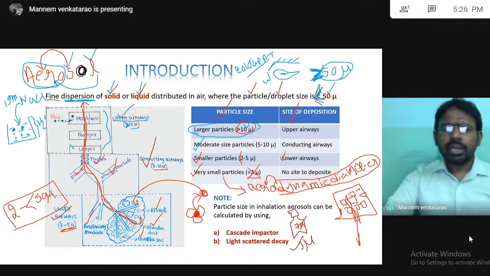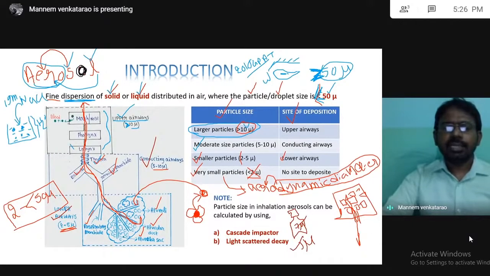The respiratory tract contains how many chairs? 3 chairs. The first chair is called upper airways, the second chair is called conducting airways, and the third chair is called lower airways. The first chair is reserved for particles greater than 10 micron. The second chair is reserved for 5 to 10 micron particles. The third chair is reserved for the size 2 to 5 micron. But which particle has no chair? Very small particles.